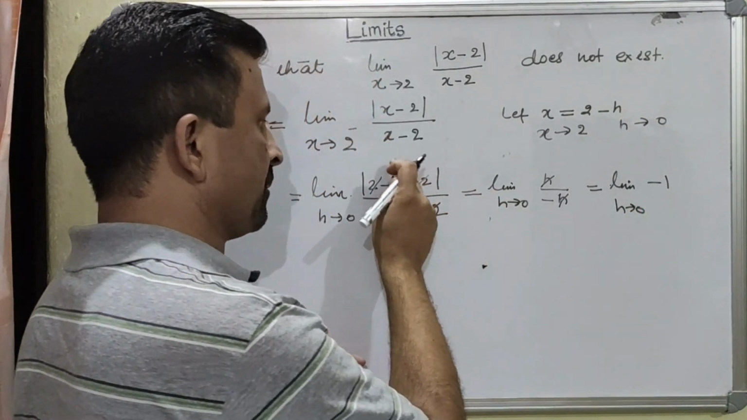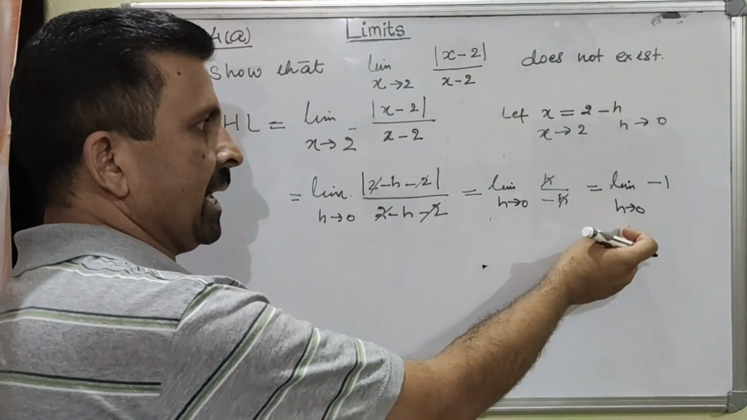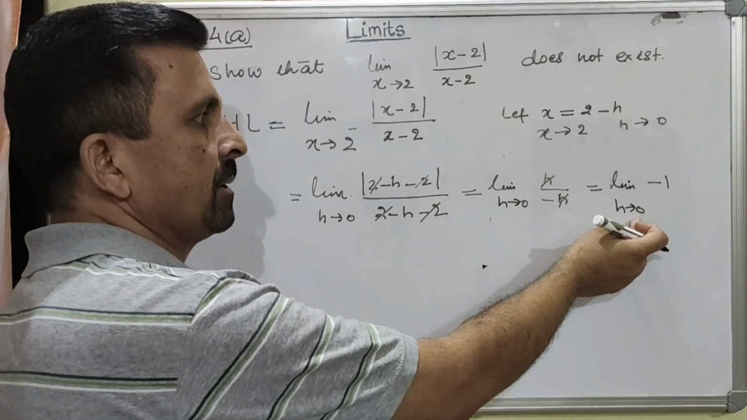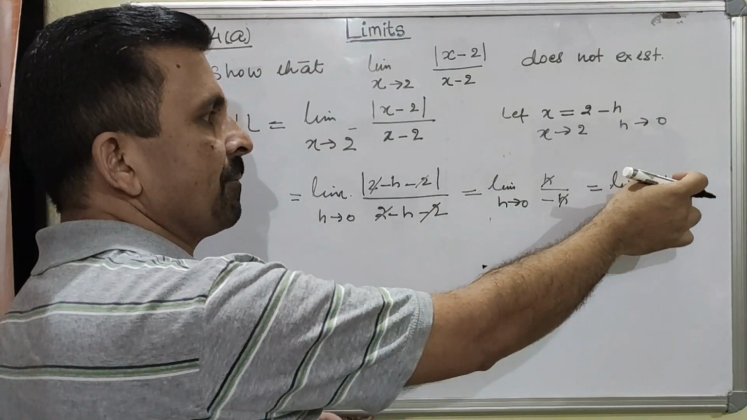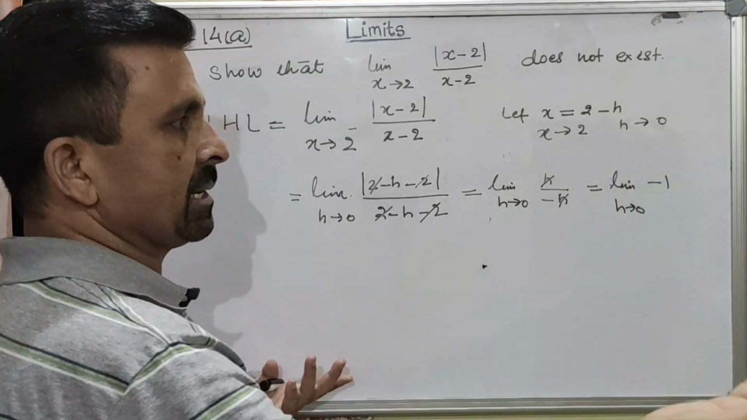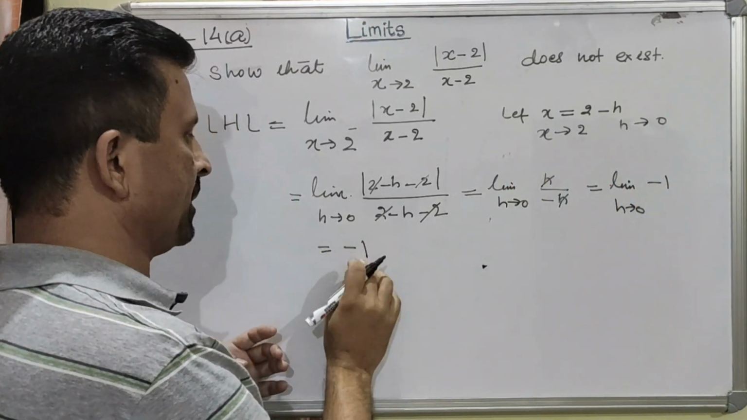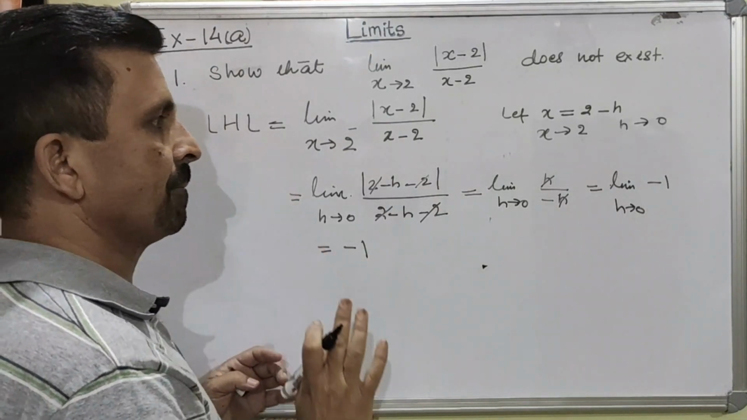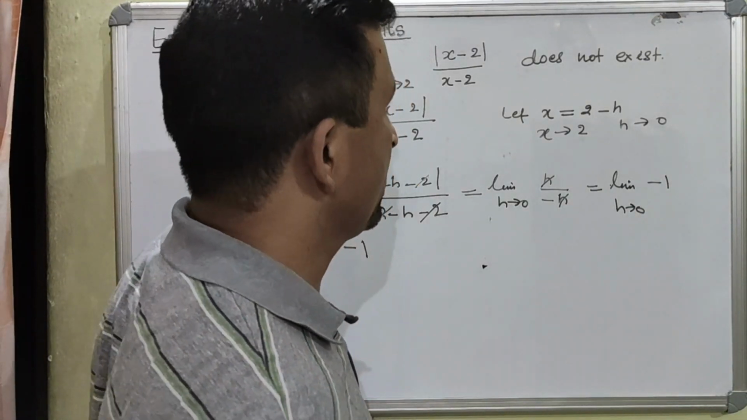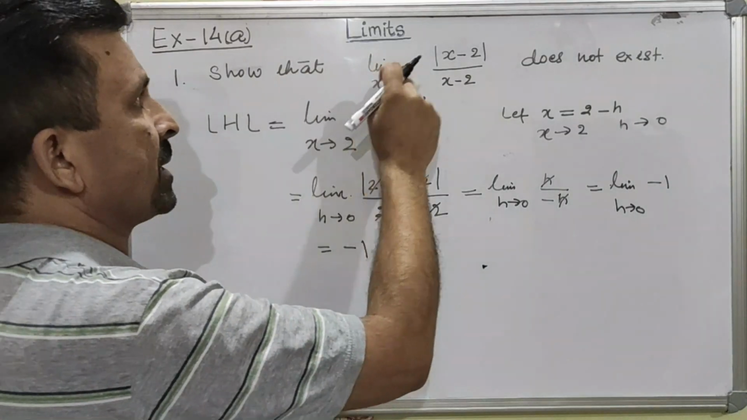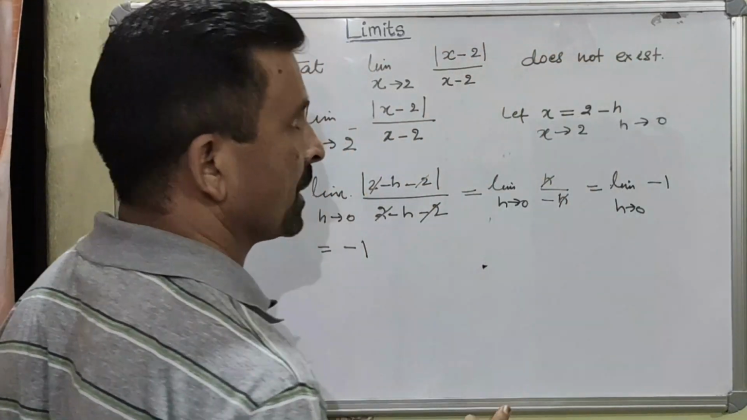Clear? After the function is completely simplified, then you have to use the value of h. If you have h anywhere in the function, you can substitute it. If not, then there is nothing to do. So your answer becomes minus 1. This becomes the value of your left hand limit. Is this okay? Now the question says, show that the limit of this function does not exist.